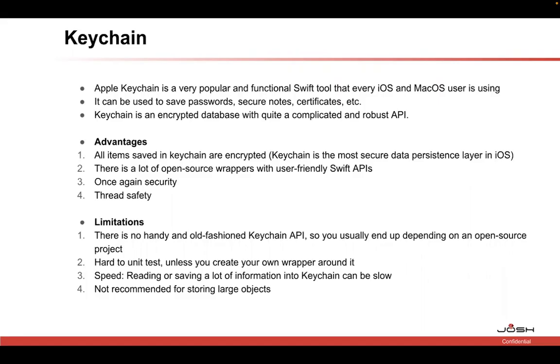And the limitation is that there is no handy, old fashioned keychain API, so every time we have to use some wrapper or something. That's one of the limitations of the keychain. Another one is that it's hard to write unit test cases. Then sometimes if we store a lot of data in a keychain, it creates some optimization or speed related issues that may cause slowness in the app. And it's not recommended to store large objects.